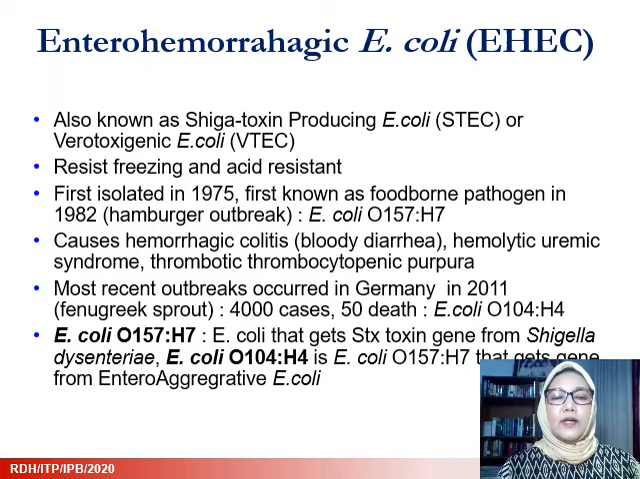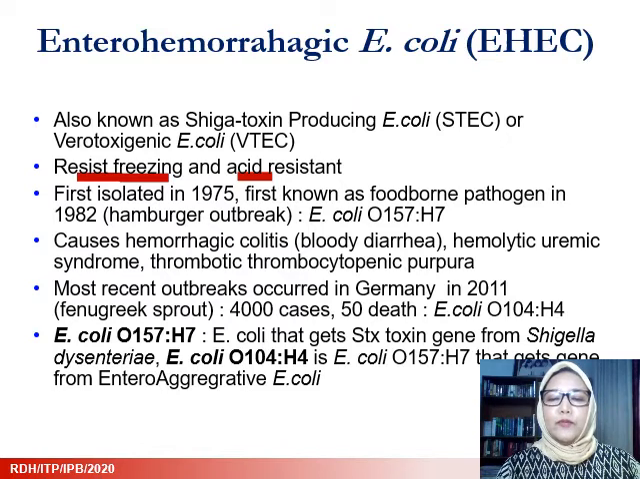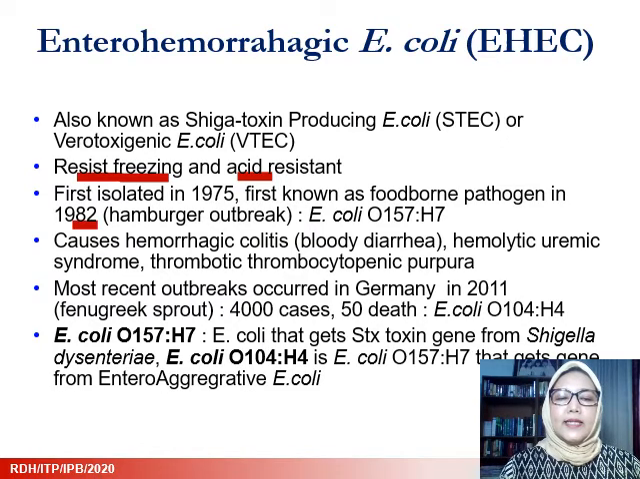An example for the second group of foodborne pathogens is EHEC or Enterohemorrhagic E. coli, or STEC, as well as VTEC. This group of E. coli is known to be resistant to freezing and acid, and although it had been isolated previously, the first time this bacterium was reported as a foodborne pathogen was in 1982, and the bacterium involved in the outbreak was E. coli O157:H7.